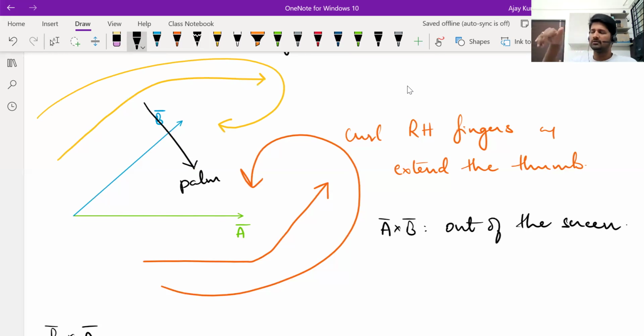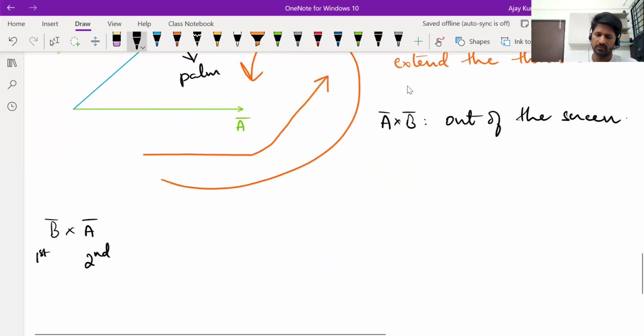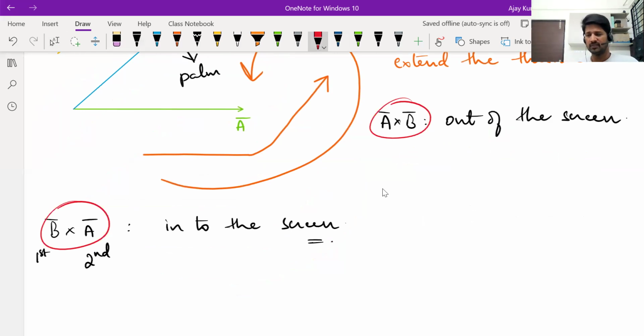See, there's only one way you can curl your fingers. You can't curl your fingers the other way. So if you want to curl your fingers along this yellow curve, you will have to place it in such a way that the thumb points into your screen. Therefore, if you extend your thumb, it's into the screen. That is the direction of B cross A. So what we observe here is that A cross B and B cross A have exact opposite directions. Their magnitudes are the same. Whether you write AB sine theta or BA sine theta, the magnitude is the same. But direction wise, they are exactly opposite.